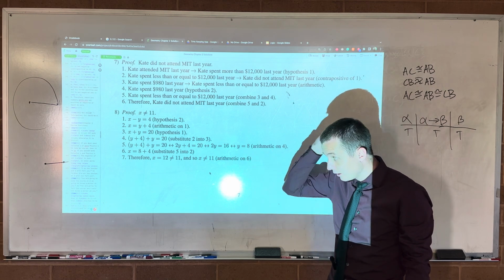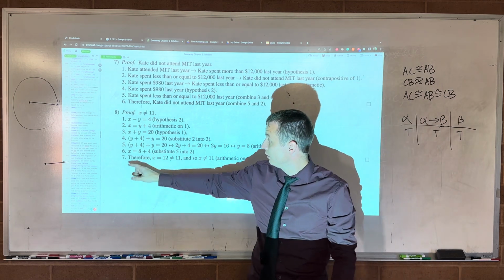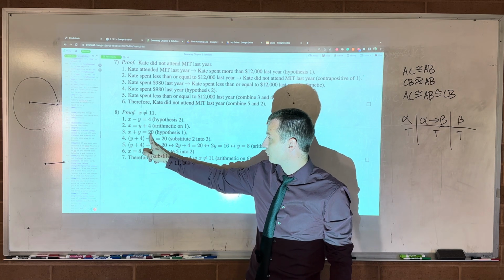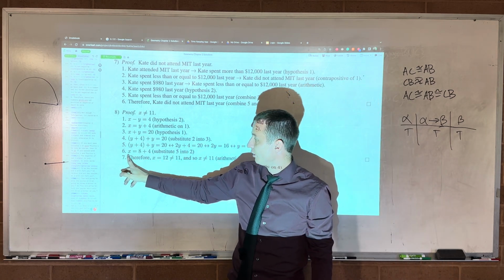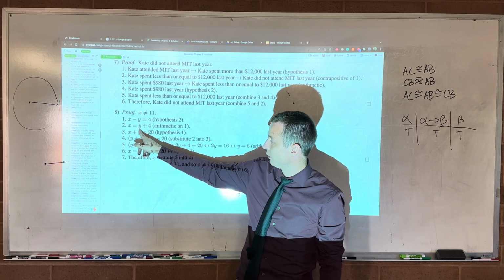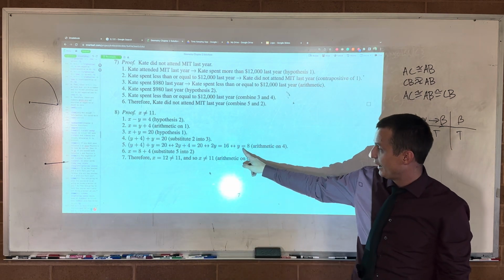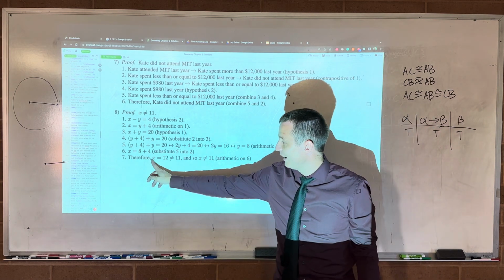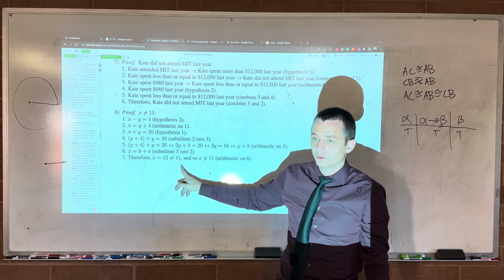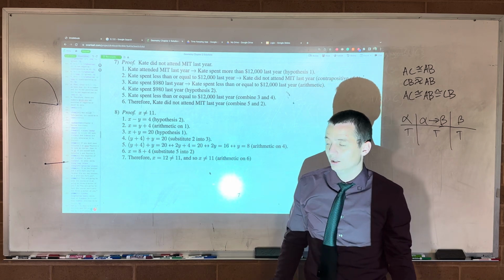Okay. Now, looking back up here, x plus y equals 20, y equals 8. I can substitute that in for the y. So x is equal to y plus 4. That's substituting 5 into 2, which gives me that x is equal to 12, which is not equal to 11. So x is not equal to 11.